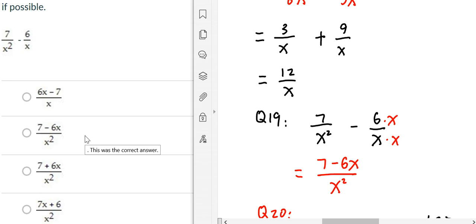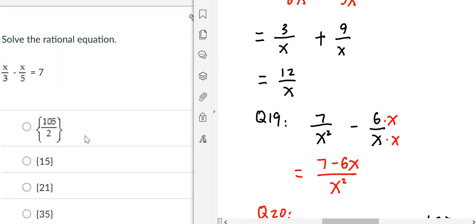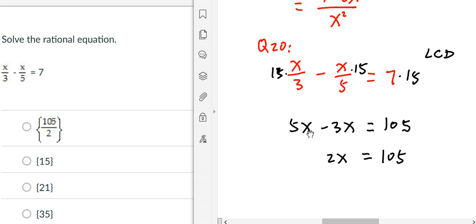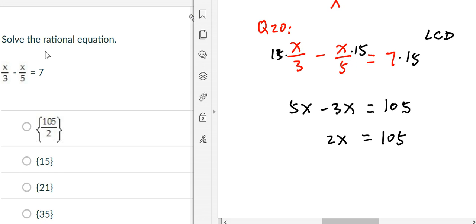All right. Okay, now let's look at question 20. Question 20, we want to solve the rational equation. We know the least common denominator is 15, 3 times 5. So then you do not want to use the subtraction for these two. You simply use 15 times everywhere.